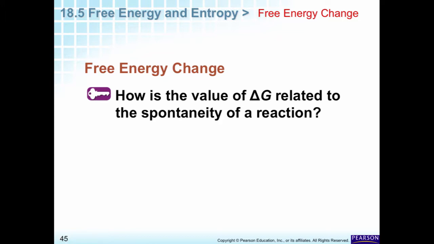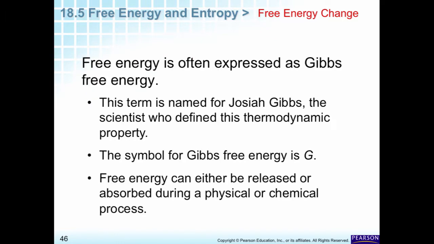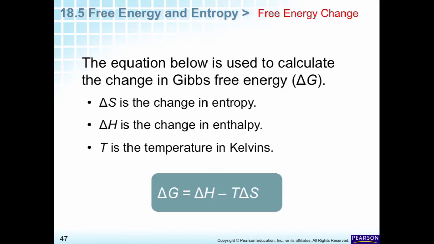The next thing we're going to talk about is something called delta G, or free energy, the change in free energy. Okay, free energy is G, and the delta means change, so it's free energy change. And we can use this value to tell us if a reaction is spontaneous. Okay, this is often called the Gibbs free energy, named after Josiah Gibbs. And as I said, Gibbs free energy is G, and it can either be released or absorbed during a physical or chemical process.